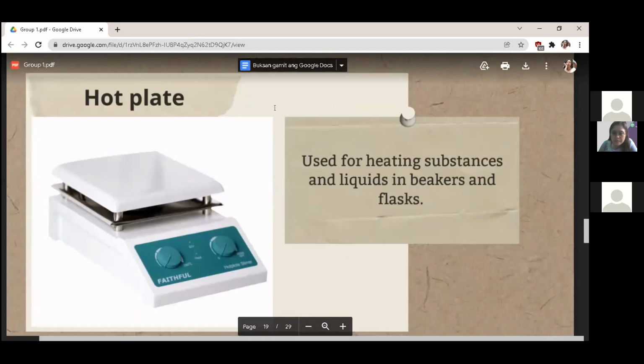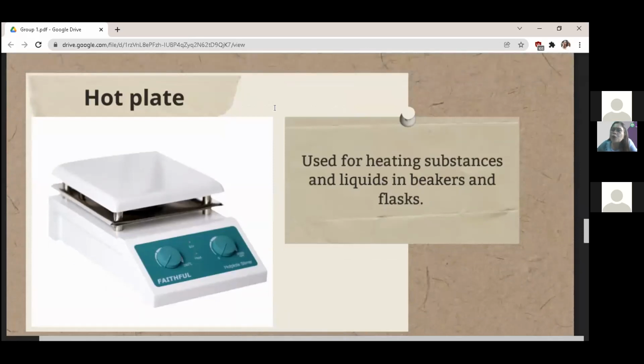Next, we have the hot plate also. If we don't want to use the Bunsen burner, because it's a direct flame with the Bunsen burner, we can always use the hot plate. We have a lot of this in the laboratory. Actually, we seldom use the Bunsen burner during heating. Most of our heating will be done using the hot plate now. Okay, next.